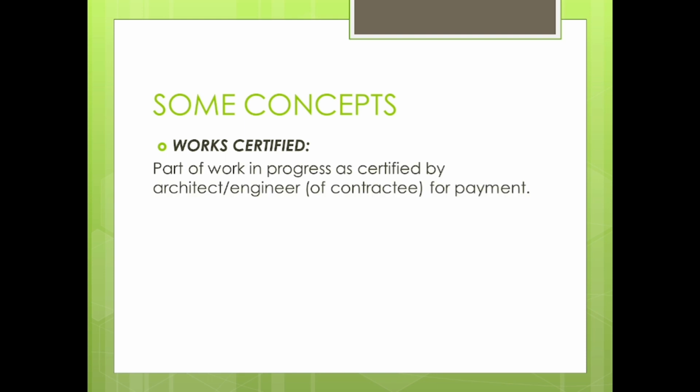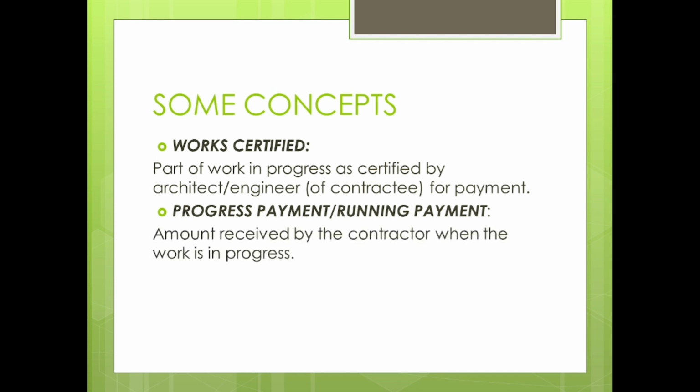Let's see what is written here. Part of the work in progress is certified by the architect or engineer for payment. So a contractee will have an architect or engineer appointed for this purpose, and he will certify that this much is eligible for payment. Now, generally, as I already told you, a contractor will receive money in the course of the contract. The money that he receives while the contract is operational is known as running payment or progress payment. So, this is what is mentioned here: the amount received by the contractor when the work is in progress is known as progress payment or running payment.